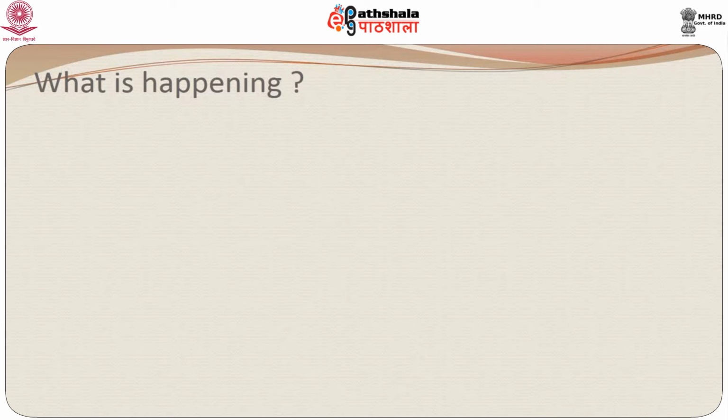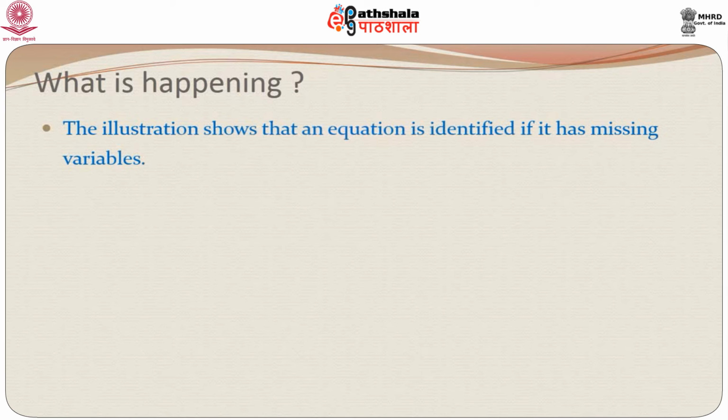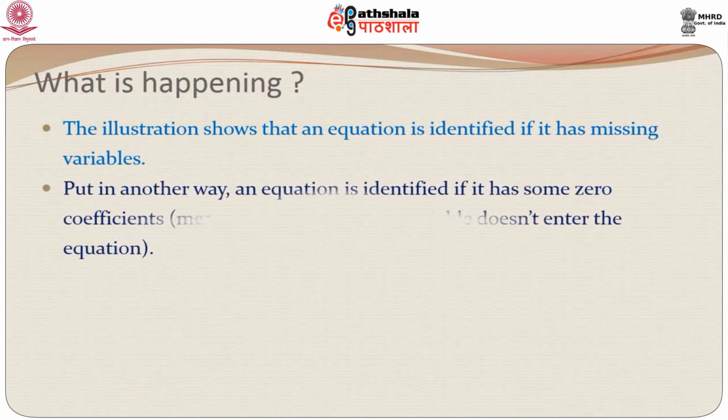So, what is happening? Let us look at what happened. The illustration shows that an equation is identified if it has missing variables. What does this mean? Put in another way, an equation is identified if it has some 0 coefficients. If you have a 0 coefficient, it really means that the variable would not enter the equation. So, that is, we have a case of missing variables.